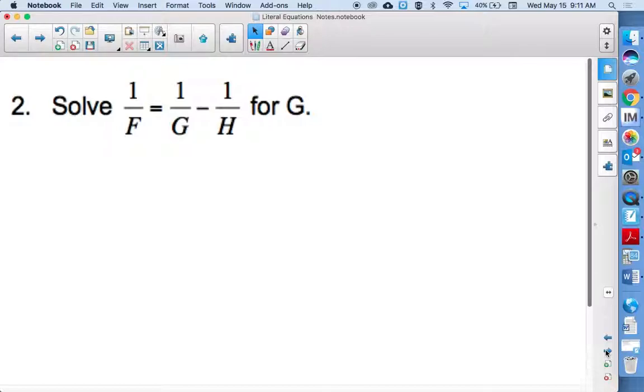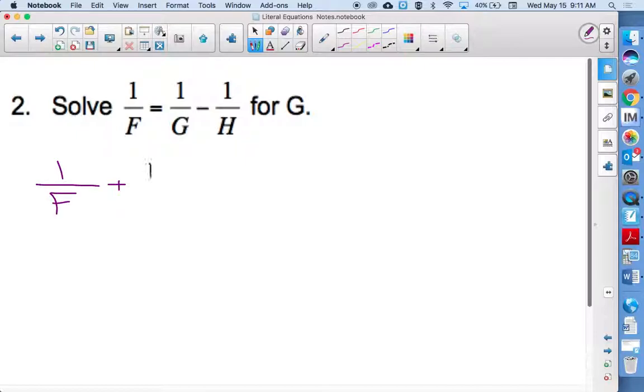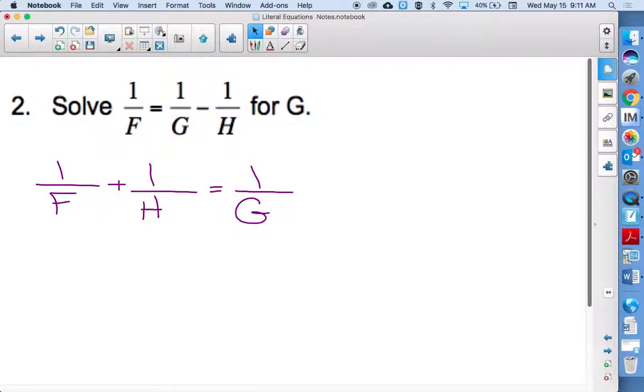Any suggestions about where to start? Mason? Yeah, let's get at least the G fraction by itself. So we would have 1 over F plus 1 over H equals 1 over G. So at least the G now is by itself on the one side. Mason, what do you think you would do with these two fractions if they have an addition sign? Add them together. And how would you add them together? 1 over F plus H.